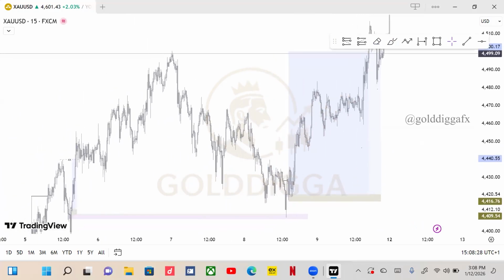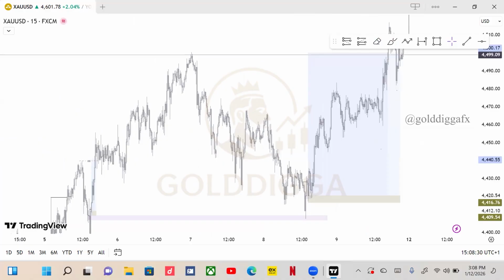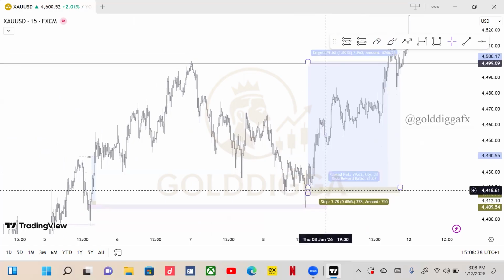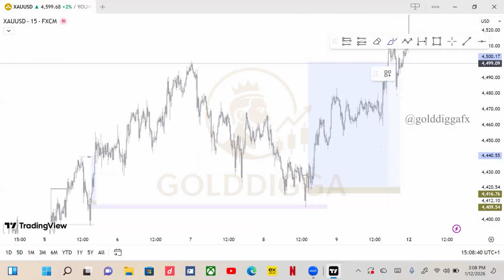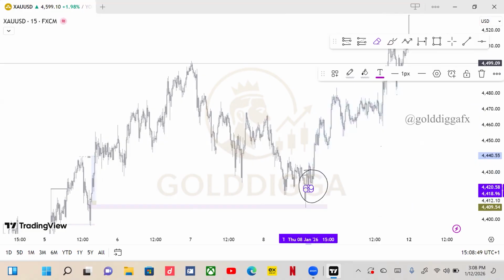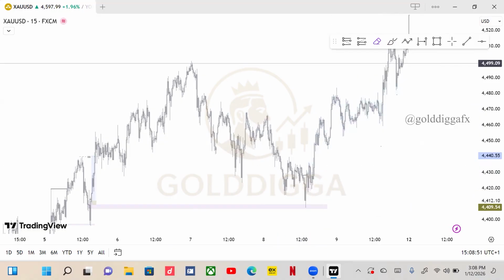I don't know if it's clear. Is it clear? Any questions? We'll talk more about this on our next class on Saturday. More about this kind of trades and market structure, directional bias, and all of that. We'll talk more about them on our next class. Any question?